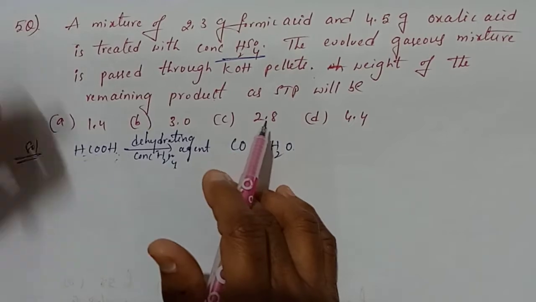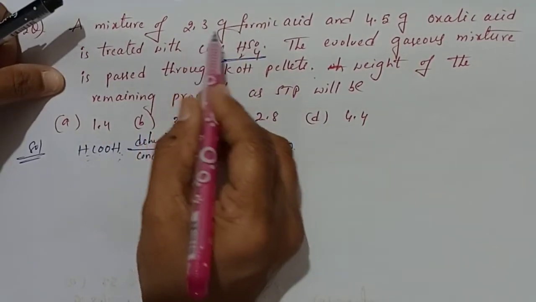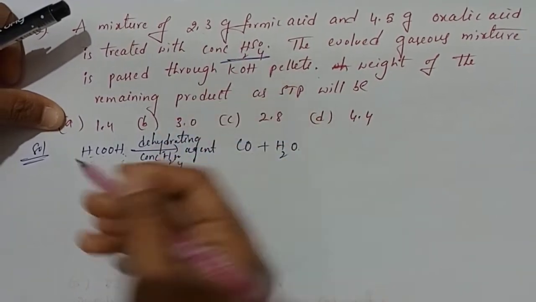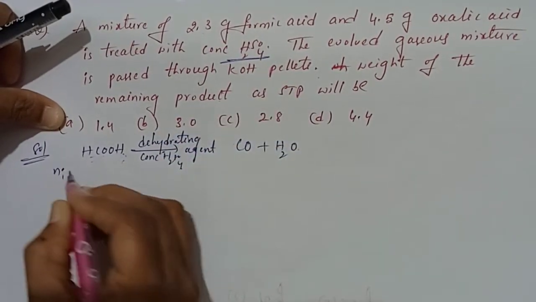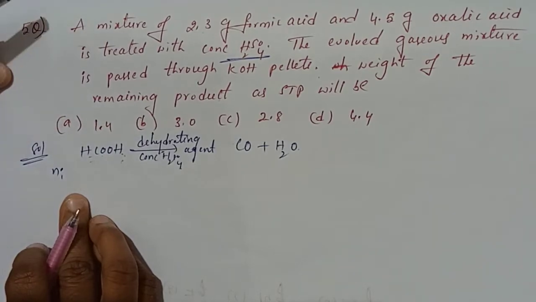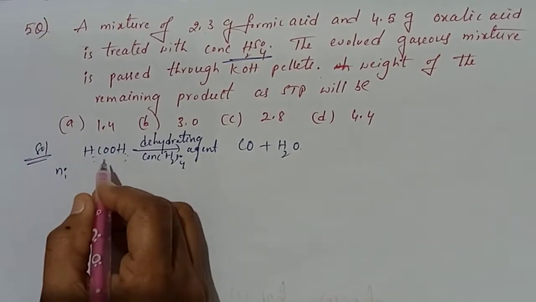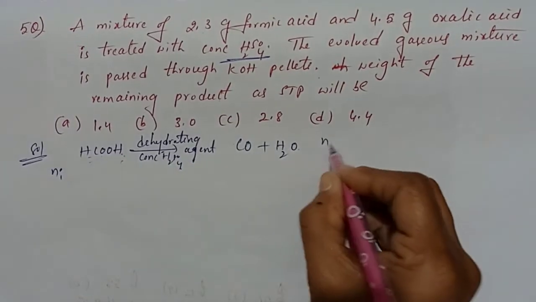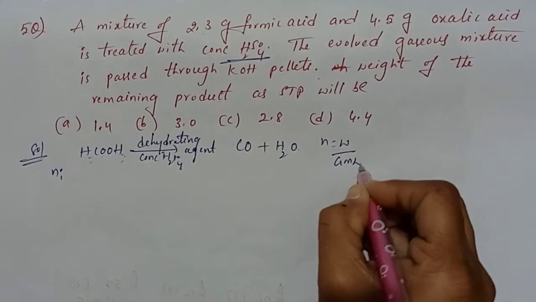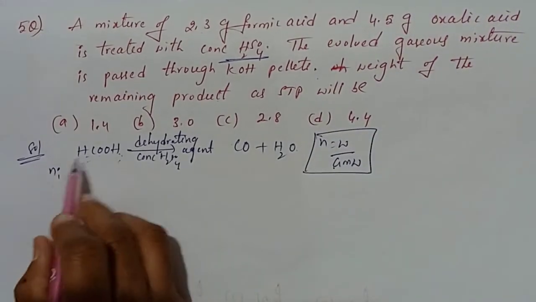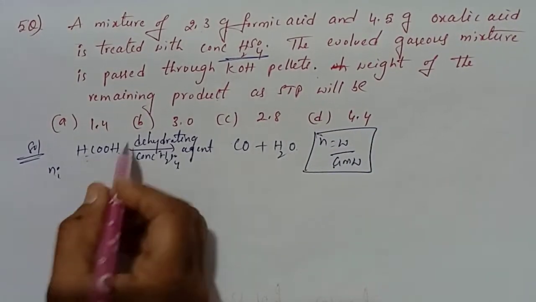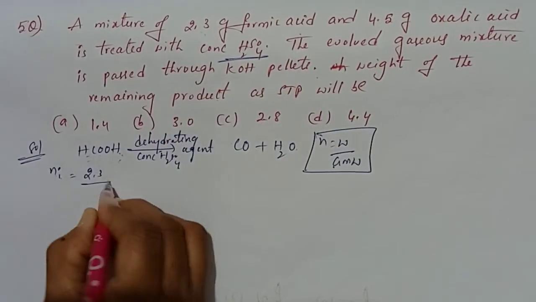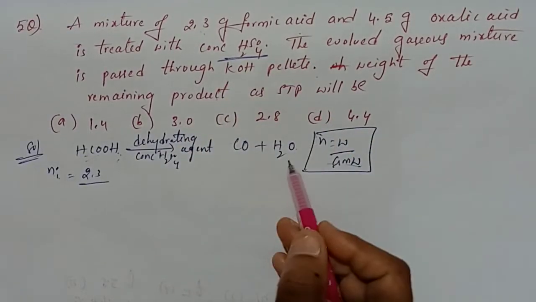Okay, now see students, formic acid, how many grams given? 2.3 grams given, correct? First I am going to calculate the initial number of moles, Ni. Initial number of moles of HCOOH. What is the number of moles formula, students? Number of moles is equal to weight by gram molecular weight. So initial number of moles is equal to weight, 2.3 grams given, 2.3 by the gram molecular weight of formic acid.